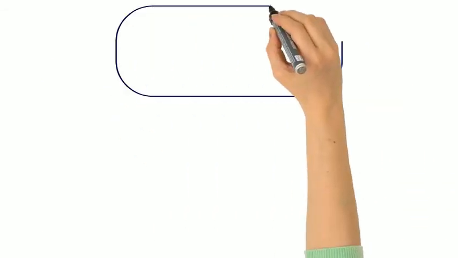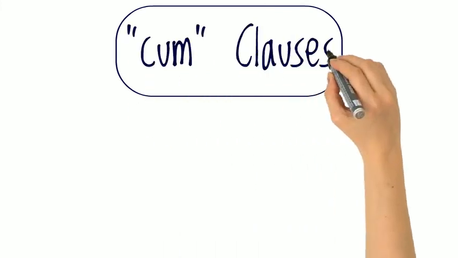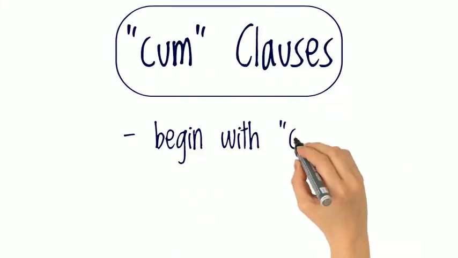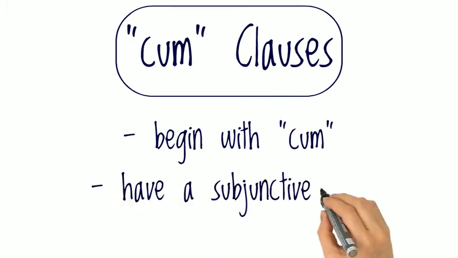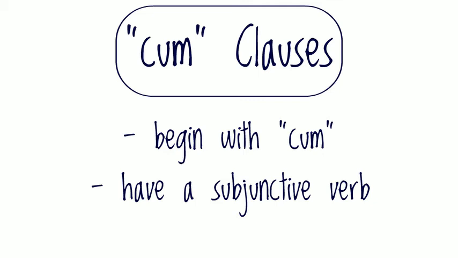Now let's use the subjunctive in a cum clause. A cum clause begins with the word cum, and it has a verb in the subjunctive mood. Let's look at a couple examples.